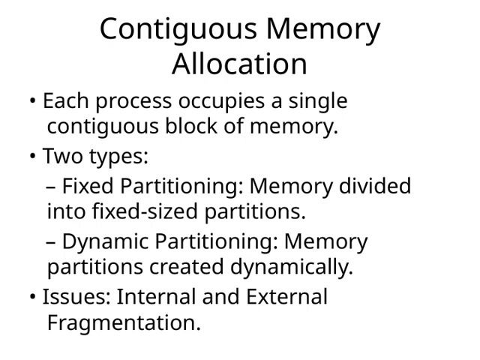The second type is dynamic partitioning, where partitions are created dynamically based on the size of the processes. This offers more flexibility, but introduces its own challenges. Speaking of challenges, two major issues come up with contiguous memory allocation: internal fragmentation and external fragmentation. Internal fragmentation occurs when allocated memory may be slightly larger than the process needs, wasting space within the partition. External fragmentation, on the other hand, happens when free memory is divided into small, non-contiguous blocks, making it difficult to allocate larger processes even if total free space is sufficient.